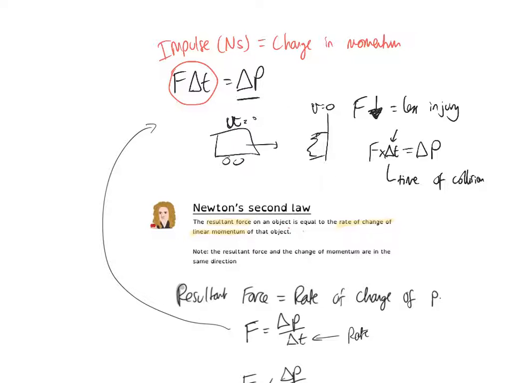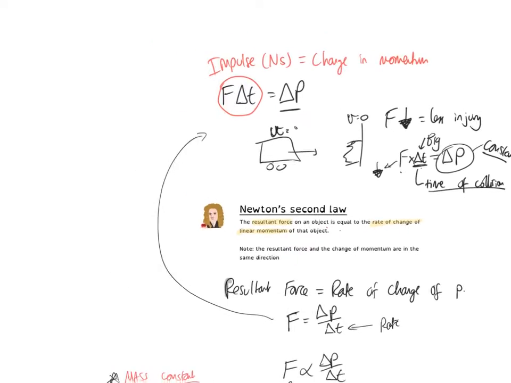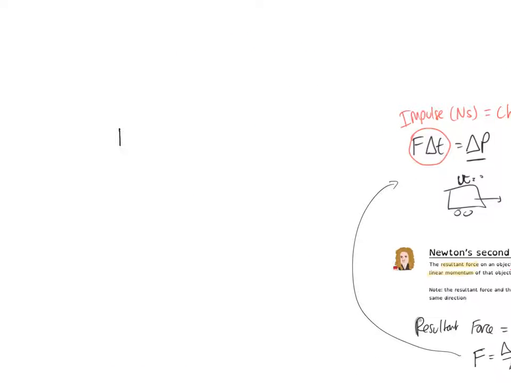Now, if we can make this number as big as possible, this is constant. So if this becomes as big as possible, then that's going to make the force as small as possible because we're multiplying F times t, and we need to keep that number constant because the change of momentum in the crash is going to be constant. So anything that increases the time of collision is going to help. So we want to increase delta t.